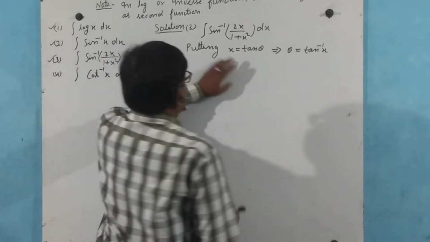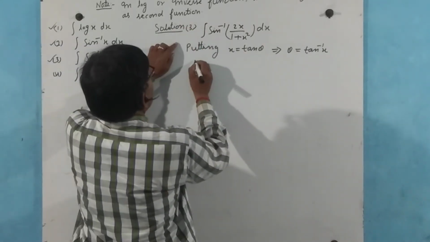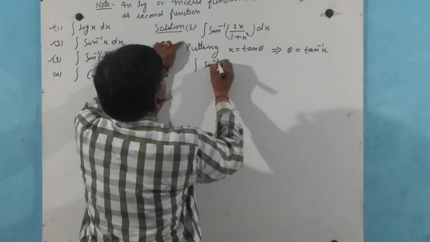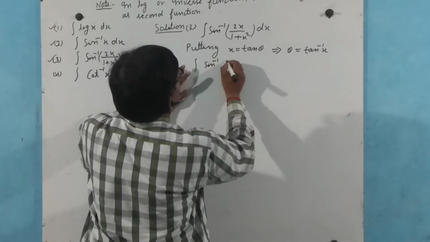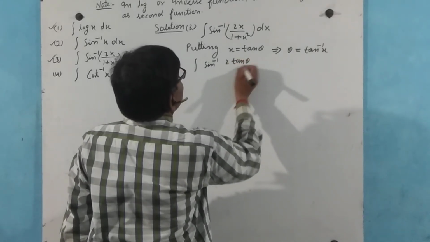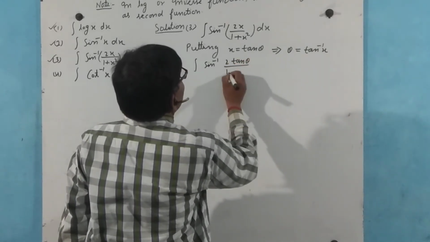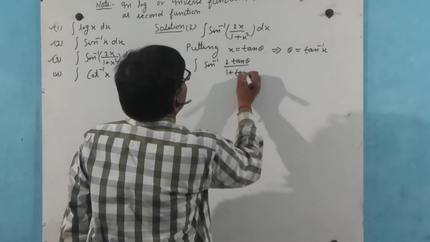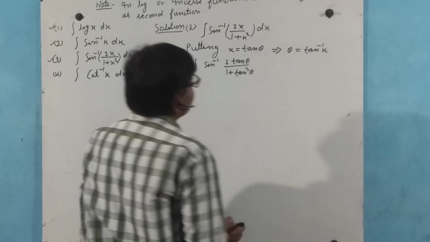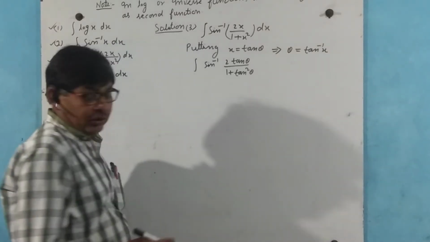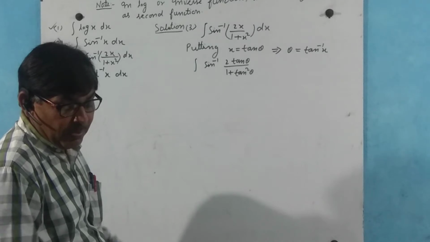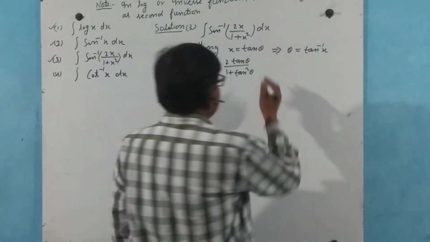Now putting this in our integration, sin inverse of 2x divided by 1 plus x square equals 2 tan theta divided by 1 plus tan square theta, divided by 1 plus tan square theta here, and dx.